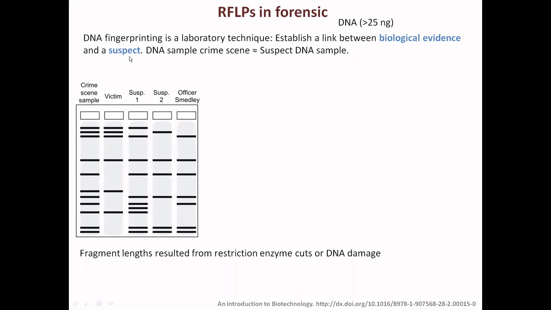So DNA fingerprinting, the RFLP, needs more than 25 nanograms of the initial amount of DNA, and it is used to establish a link between the biological evidence and the suspect. So there is the DNA sample collected from the crime scene, and there are the victim, suspect 1, suspect 2, and officers. This means DNA fingerprinting is done.